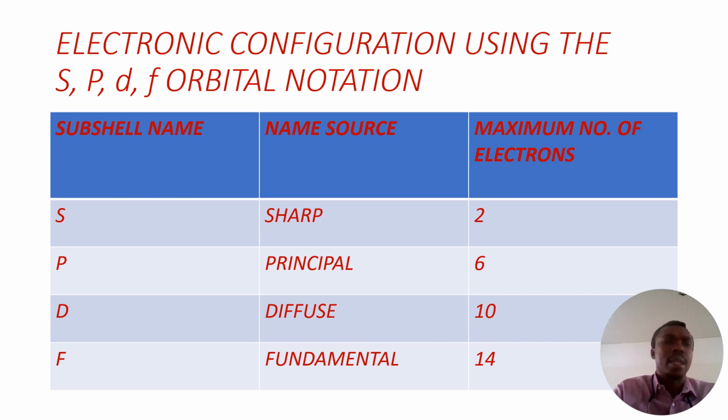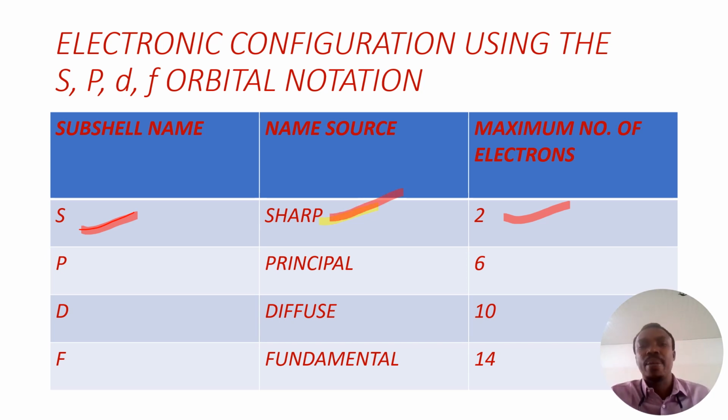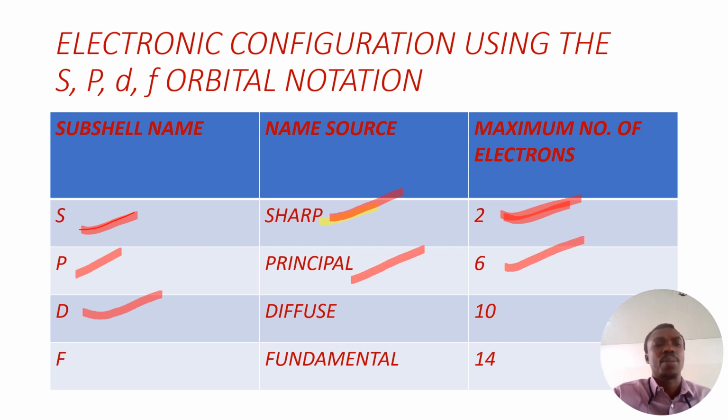When we talk about S, the S there stands for what? Sharp, and it can hold the maximum number of 2 electrons. Each subshell can hold a maximum number of electrons. So the S subshell, the name source is sharp. It can hold a maximum number of 2 electrons. We have the P subshell, which is the principal, can hold a maximum number of 6 electrons. We have the D subshell, which is diffuse, can hold the maximum number of 10 electrons. And we'll have the F subshell, which is fundamental, and it can hold a maximum number of 14 electrons.